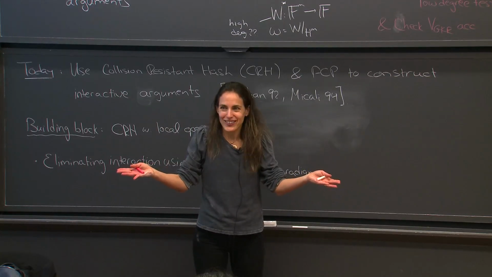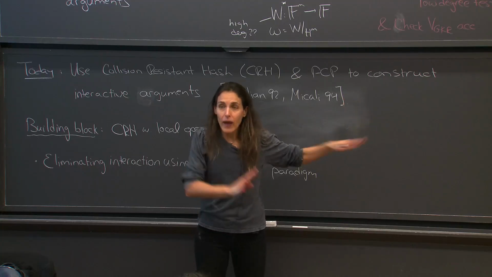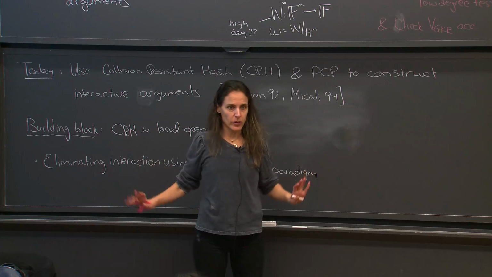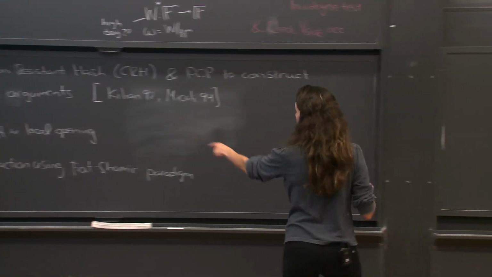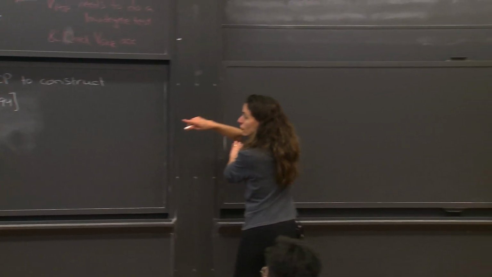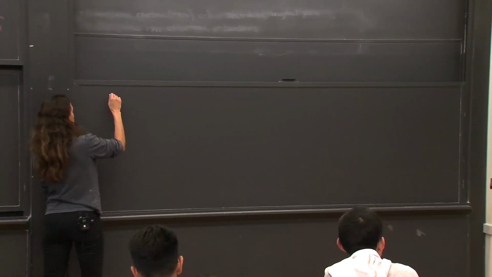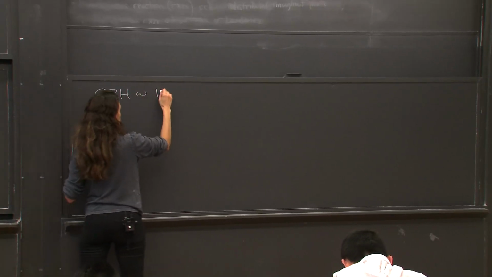the input you hashed. So now I'm going to define this primitive. Once I have this, we're going to see it's going to be very easy to come up with the actual interactive argument. Okay, so the primitive is what's called a collision-resistant hash with local opening. Let me define it. So we're going to have a collision-resistant hash function with local opening.